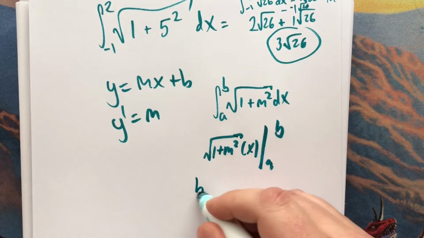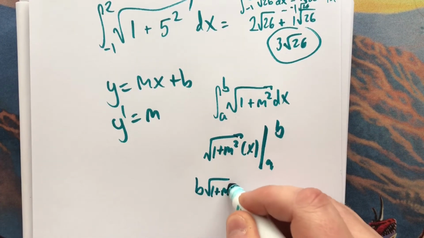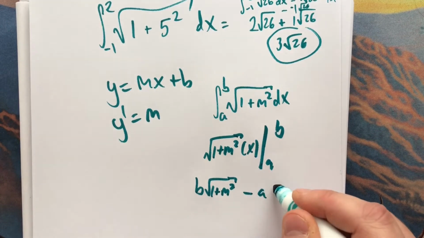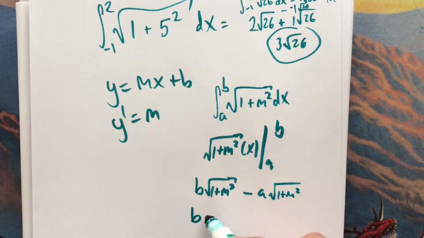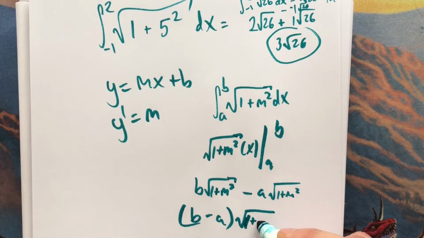Which is going to be b times our square root minus a times our square root. Or factor the square root out, and you're left with b minus a. So if you ever wanted to know the length of any line, that's the length of any line.